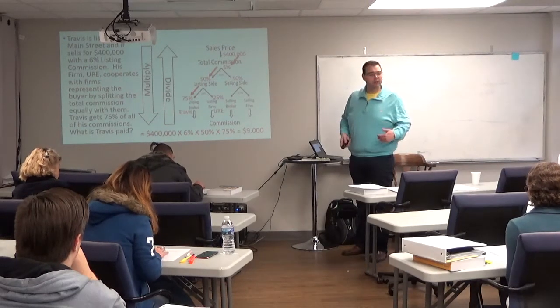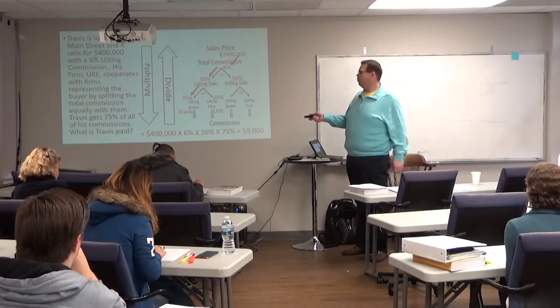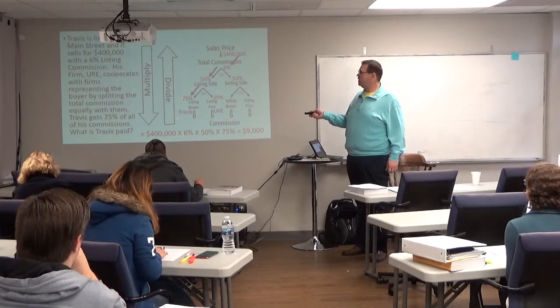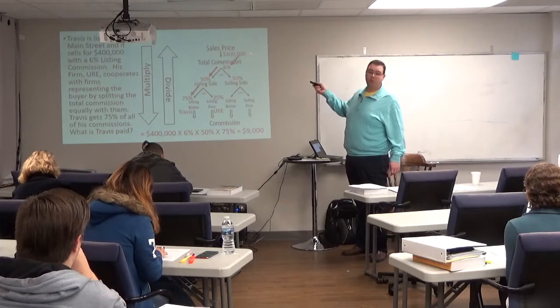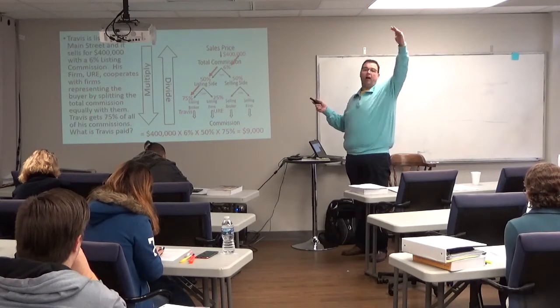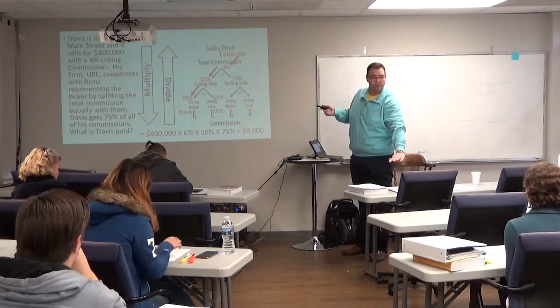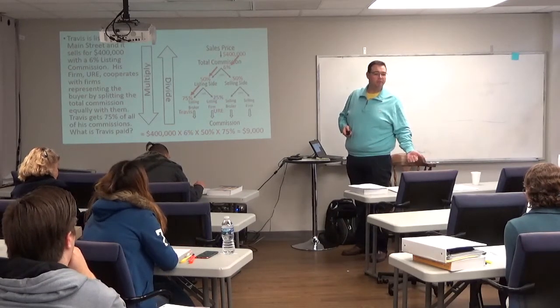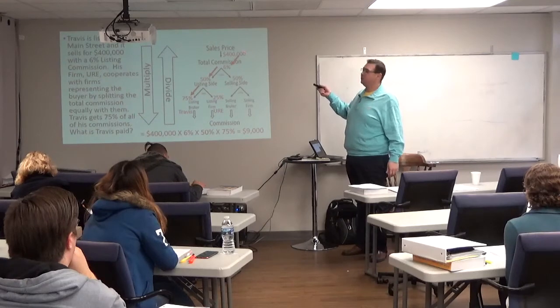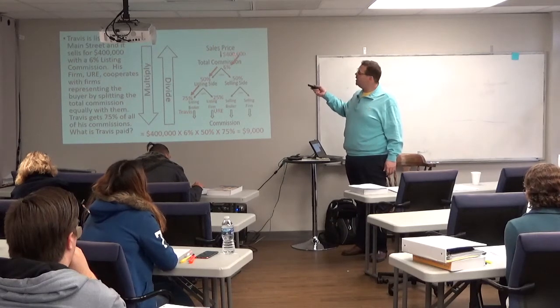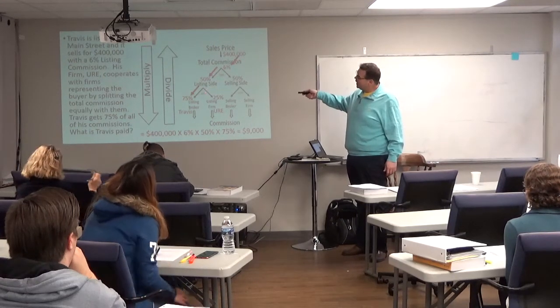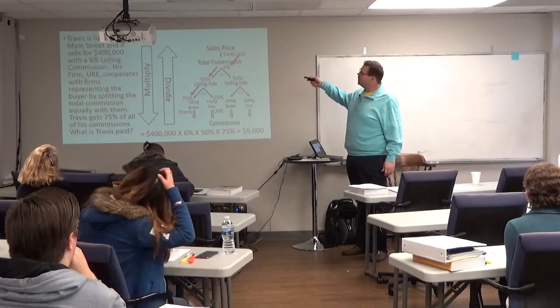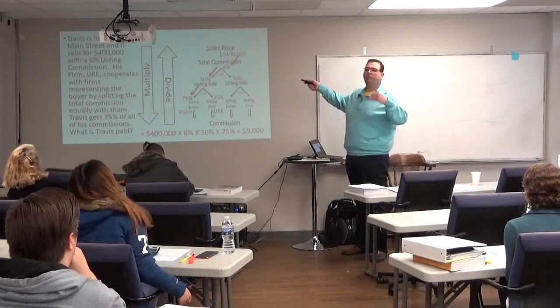So all I'm doing now is looking at what they're asking me for. What is Travis paid? Well, here's Travis, right? And they gave me the sales price, correct? So I'm starting at the top of the tree and I'm working to the bottom. In which case, what am I going to be doing all the way down? Multiplying. So start with the number they gave me, which is $400,000, and then work my way down to Travis through the tree.